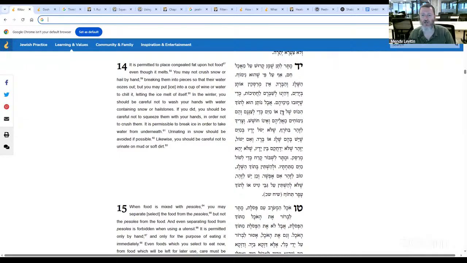This is what we spoke last week. You're allowed to put ice into a liquid, wine or water, to cool off the water and the wine, although the liquid's gonna fall into it. Obviously, the intention isn't to drink the water as much as the intention is to cool off the drink.